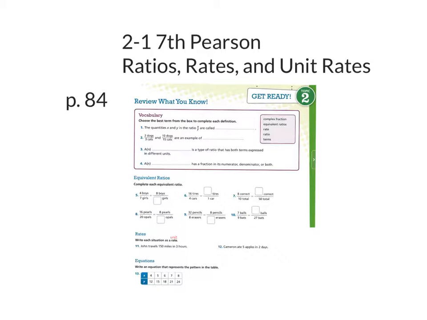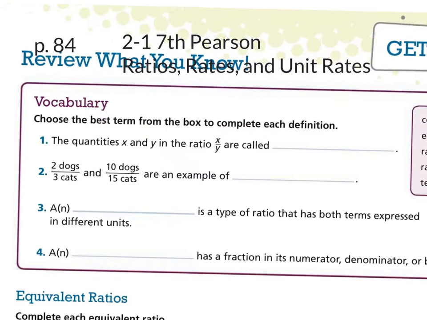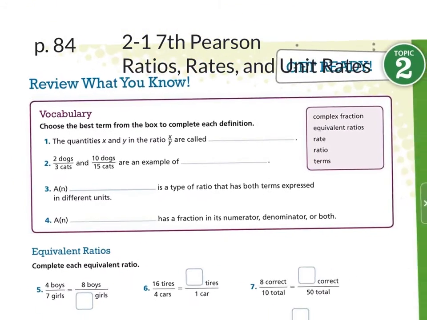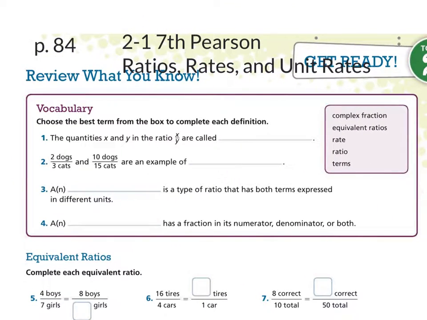Page 84, we're going to start into topic 2. First lesson is going to be on ratios, rates, and unit rates. Before we get into that, if we look on 84, we're just going to look at a couple things here. So if we look at the vocabulary, choose the best term from the box to complete each definition.